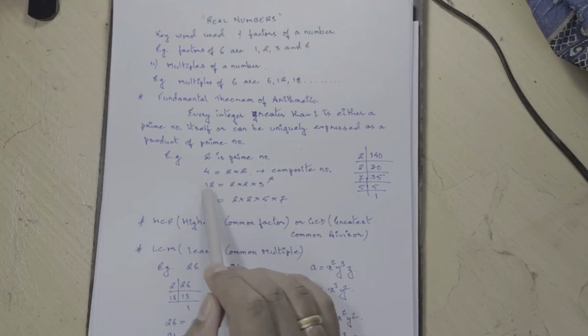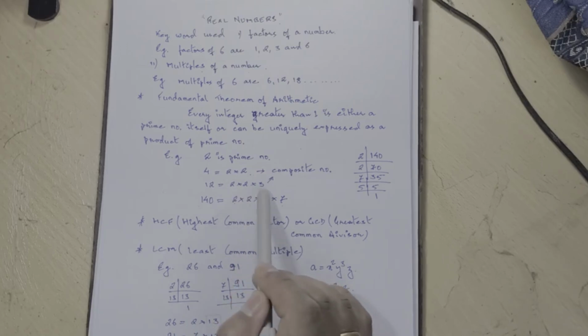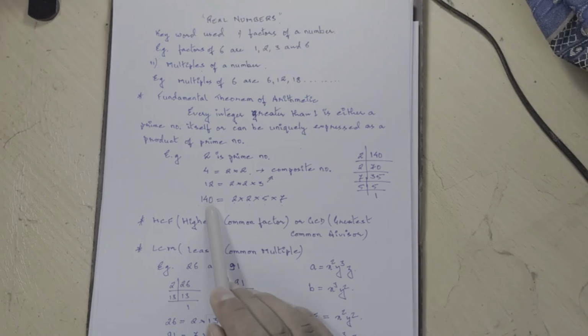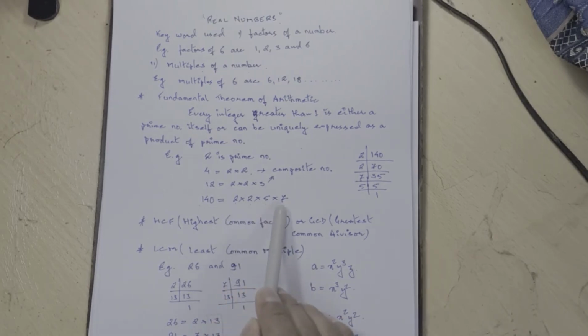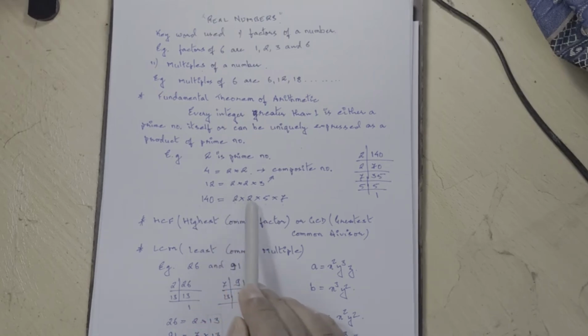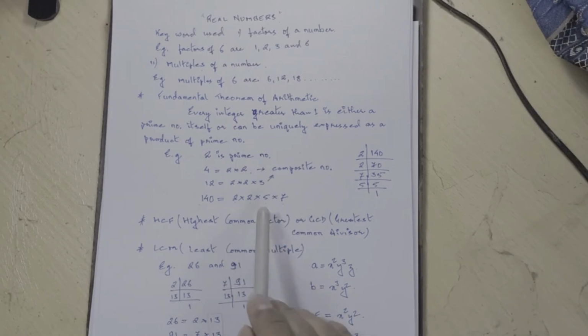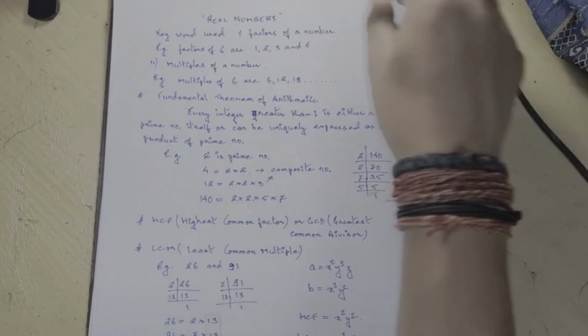In the same way, 12 is also uniquely expressed as the product of prime numbers: 2 into 2 into 3. Coming to 140, it is the same. We have the product of primes 2 into 2 into 5 into 7. So this factorization is always unique. Unique in the sense that in whatever way you try to find the factors of 140, you will always get 2, 2, 5, and 7. This is guaranteed by the fundamental theorem of arithmetic.